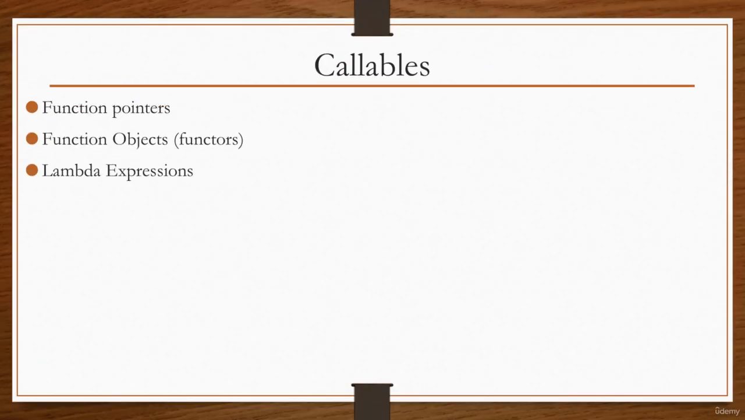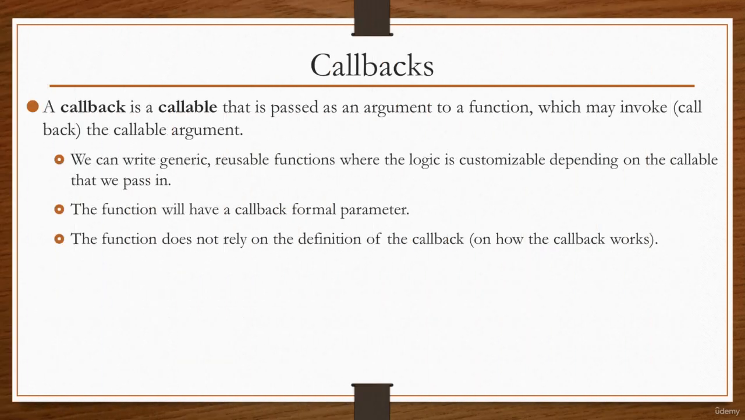Hey, so in this lecture I want to talk about callbacks or callback functions. Now I've already talked about these callables: function pointers, function objects, including those in the functional file, and then we also have lambda expressions. Moving on to callbacks, we've actually already seen callbacks in action. A callback is a callable that is passed as an argument to a function, which may invoke it. So in the body of the function we may call or call back the callable argument.